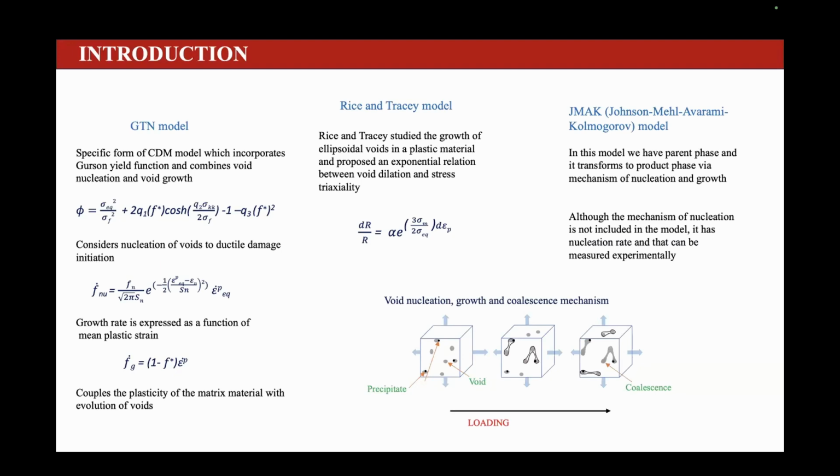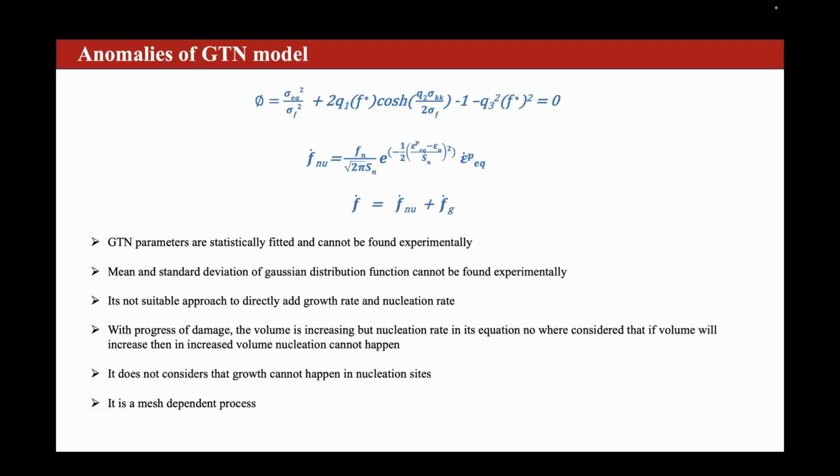So the mechanism involved in ductile damage is nucleation of void, that void grows, and the collisions of voids form micro cracks and lead to ultimate damage. Now, the motivation behind developing this model is that there are some anomalies in the GTN model. So I have tried to figure out some of them and to solve them.